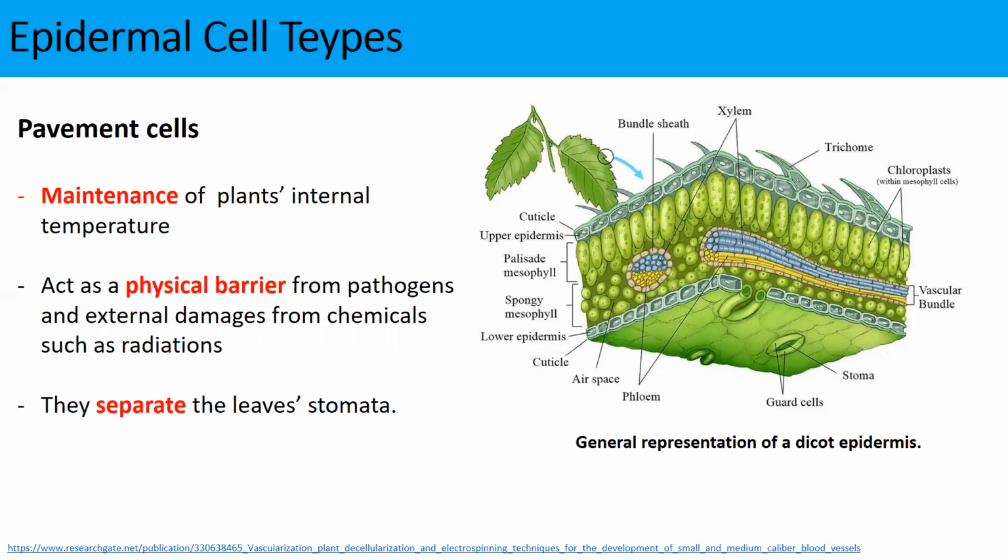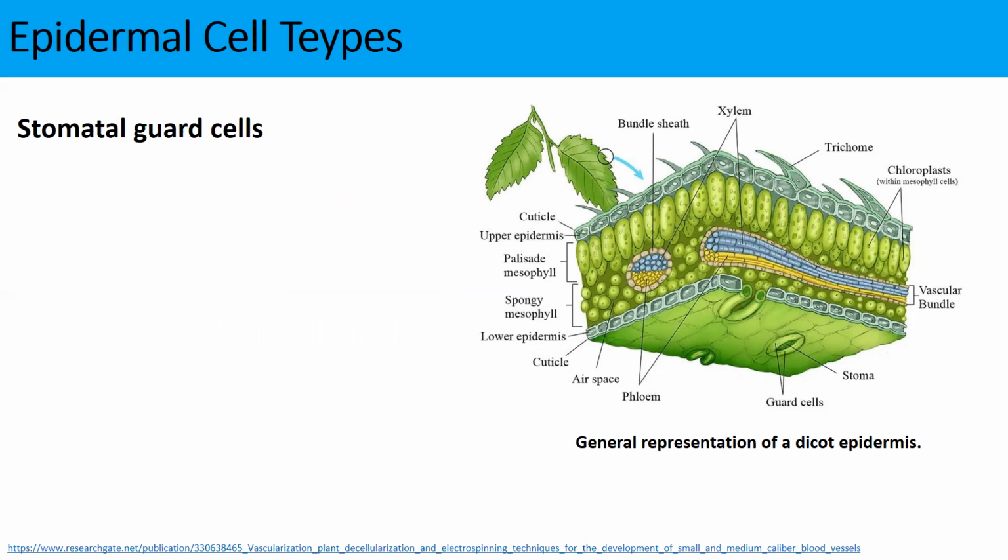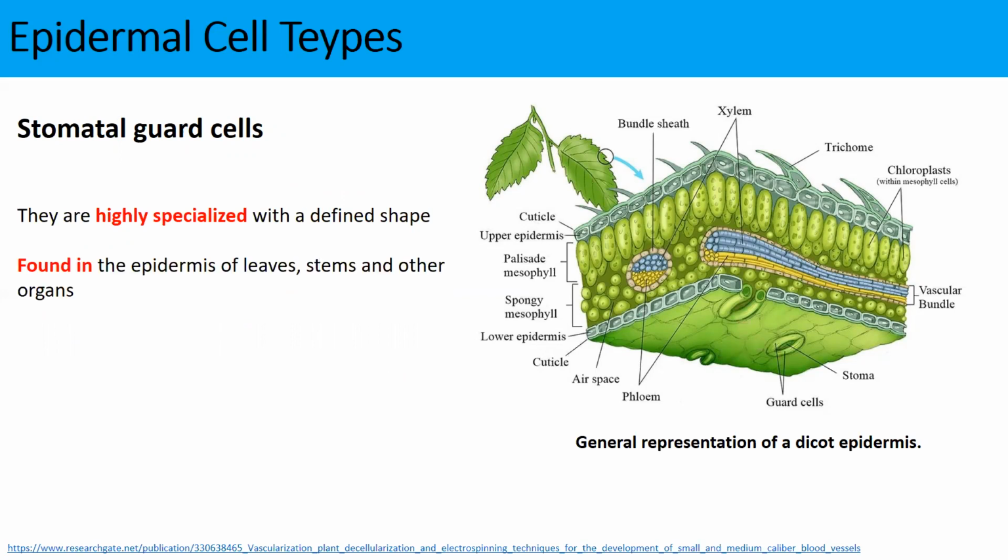Moreover, these pavement cells separate different stomata, as it can be seen here. These are the stomata, and these are some other pavement cells. Stomatal guard cells are highly specialized cells, and they have a very defined shape. They are found in the epidermis of leaves, stems, and other organs. These cells control water availability and gaseous exchange between stomata and their environment.